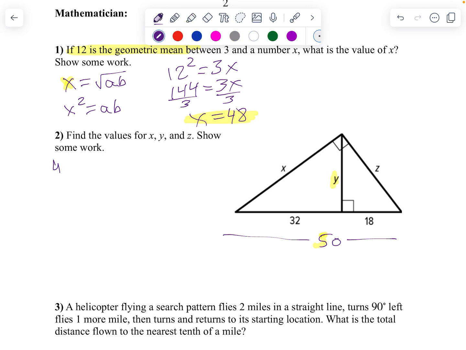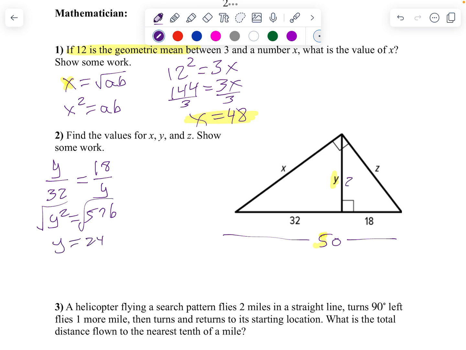So I'm going to say y is to 32 as. Now I said y is to 32. Well, notice then I have to rotate that. Then it's 18 is to y, because y is bigger than 18. Then we solve that. So y squared equals 32 times 18, which is 576. Take the square root. Y is 24.